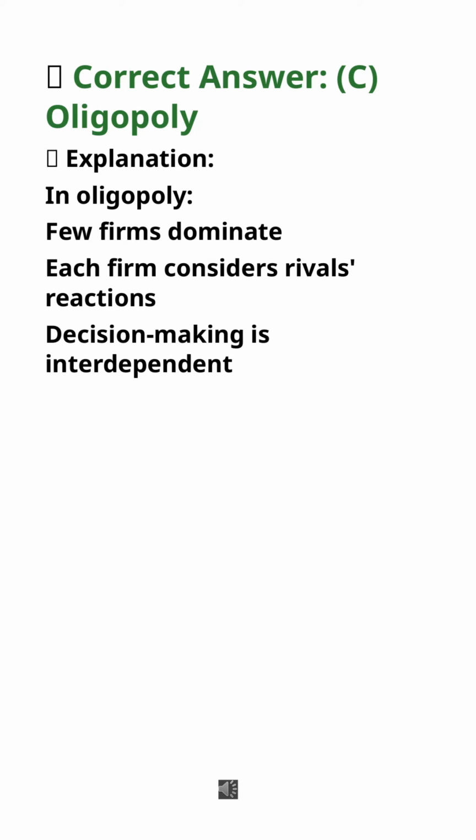Decision-making in many markets isn't done in isolation. Instead, it's interdependent, meaning that each firm has to consider how its rivals might react to its own actions. This makes strategic choices more complex because you're always thinking a few steps ahead. In such scenarios, you'll notice that few firms tend to dominate the market. They hold significant market power because their decisions influence the entire industry.